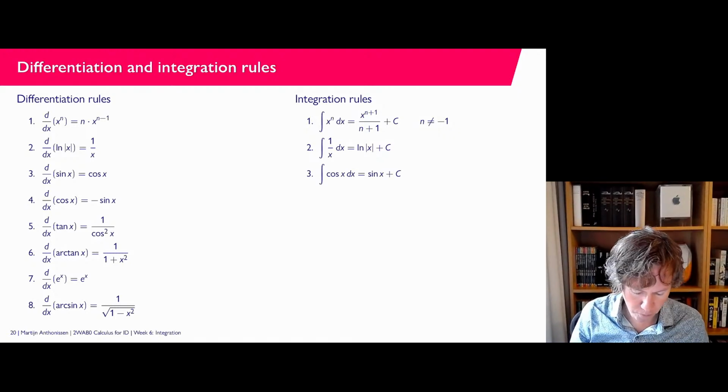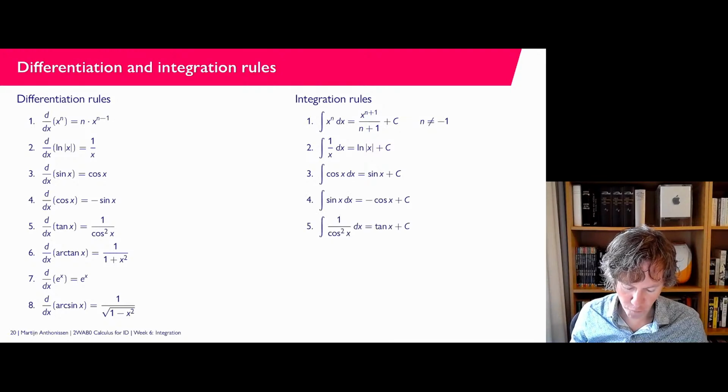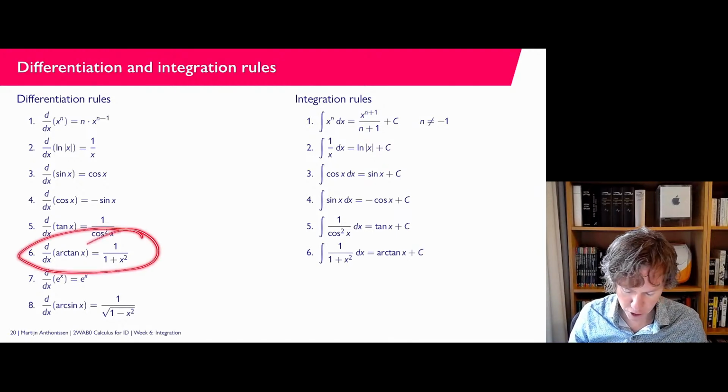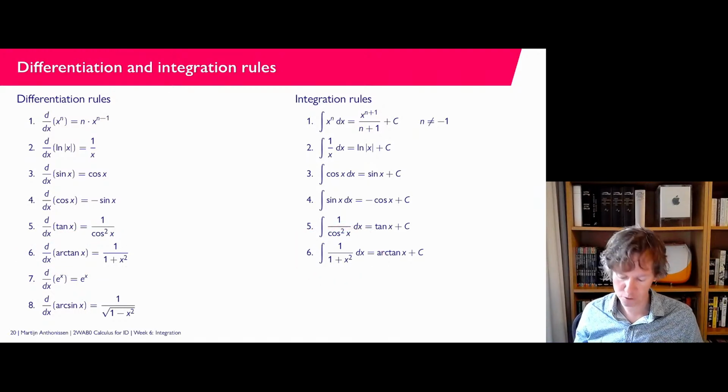Then from the derivative of sine is cosine follows that the primitive function of the cosine is sine plus a constant. And then we also have, from the differentiation rule for the tangent, it follows that 1 over cosine squared has tangent as a primitive function. From the differentiation for arctangent, we have that the integral of 1 over 1 plus x squared dx is the arctangent function. The exponential function is easy to differentiate and to integrate.